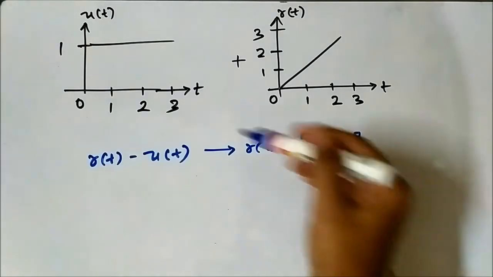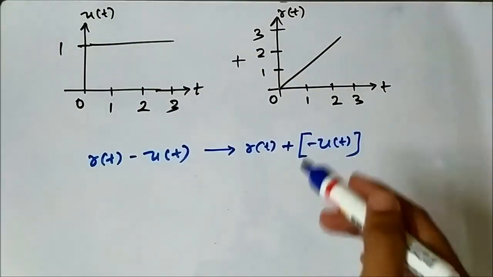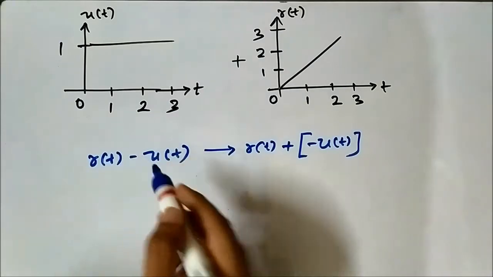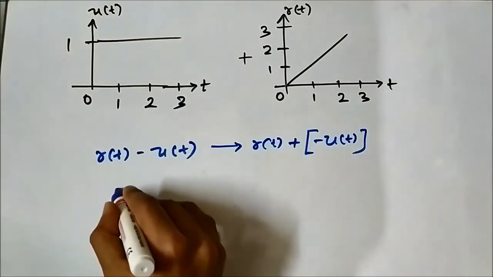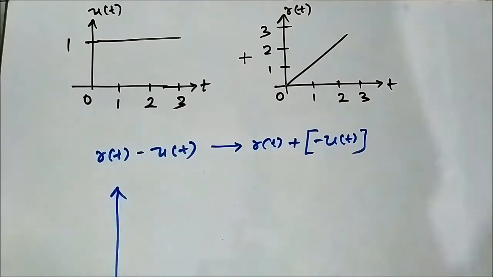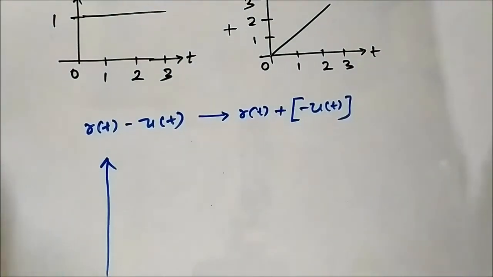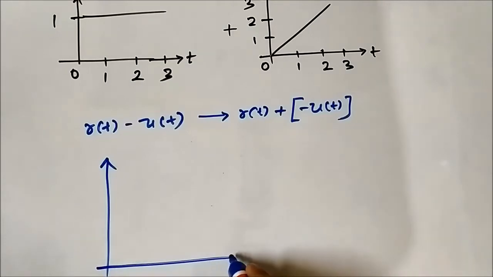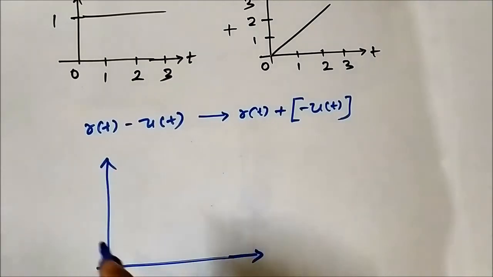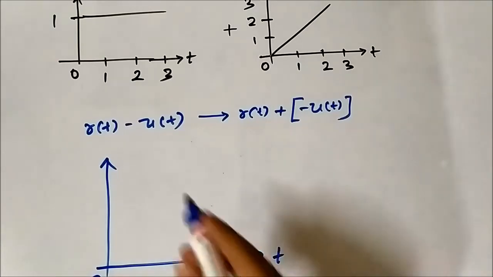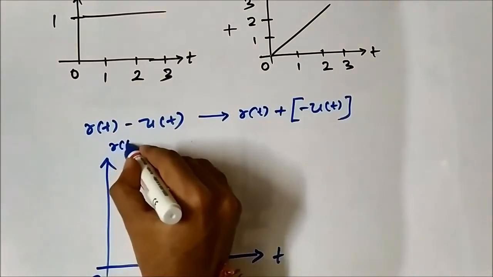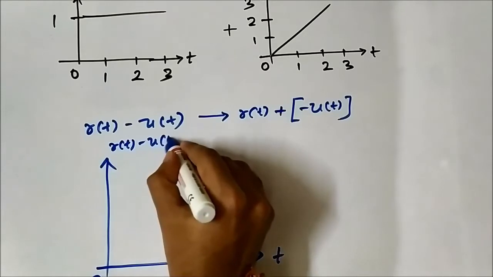For that we have to again invert it and then we have to perform addition, so it is same as directly performing the subtraction. Okay, so for that what we have to do, the basic principle of signal addition, at each of these time instants we have to add the respective signal amplitude. Okay, so RT minus UT.